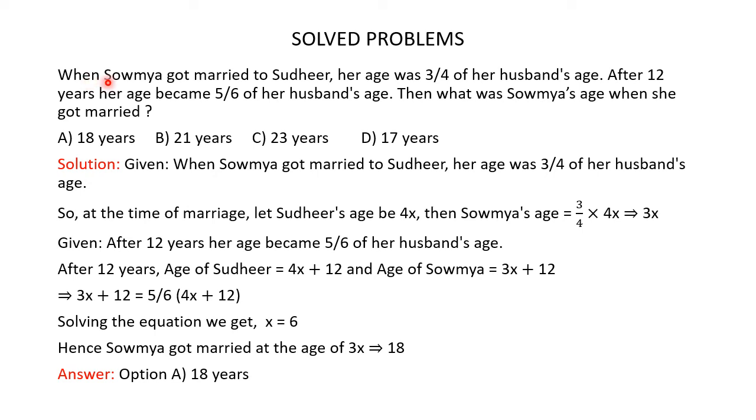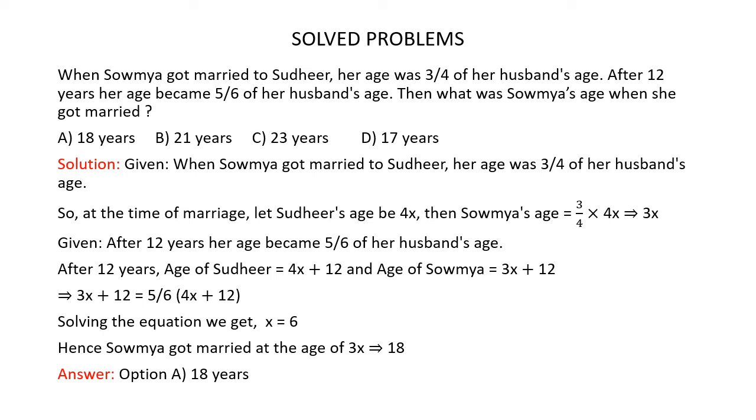When Soumya got married to Sudhir, her age was 3/4 of her husband's age. After 12 years, her age becomes 5/6 of her husband's age. Then what was Soumya's age when she got married? You are given 4 options here and you have to find out which of these options is the correct one. Now it's given that when Soumya got married to Sudhir, her age was 3/4 of her husband's age.